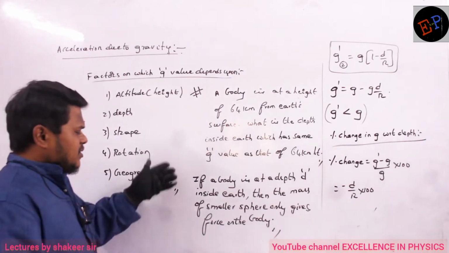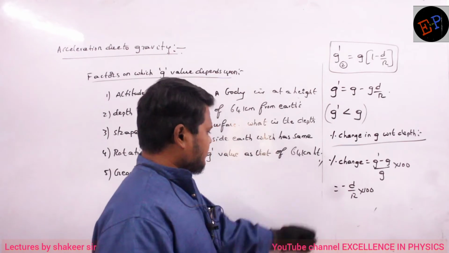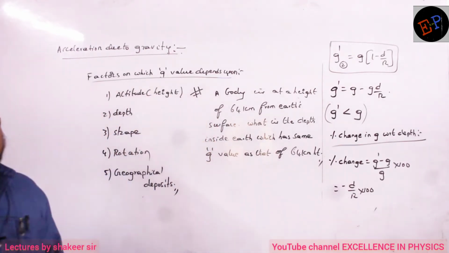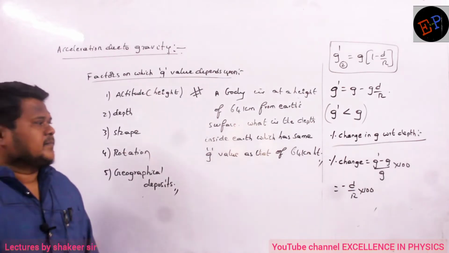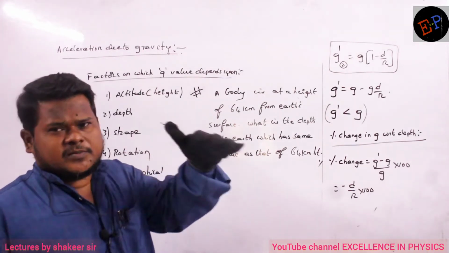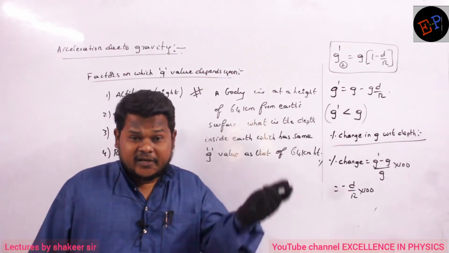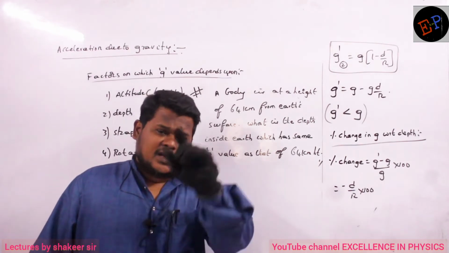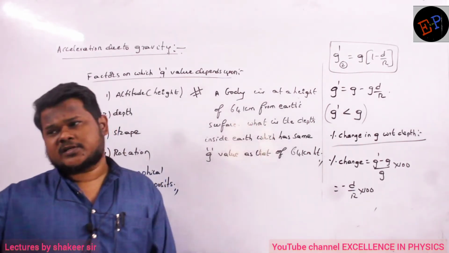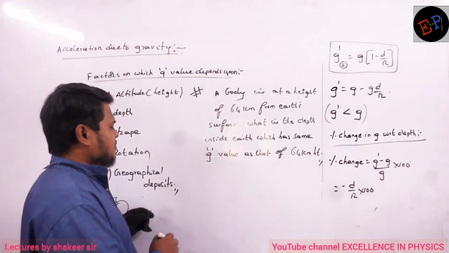Now try to do this calculation. A body is present at 64 kilometers of height. There will be some G value there. Then what is that depth inside the Earth which has the same G value as that of the G value at 64 kilometers above the Earth? That G value I have to calculate. Anybody?